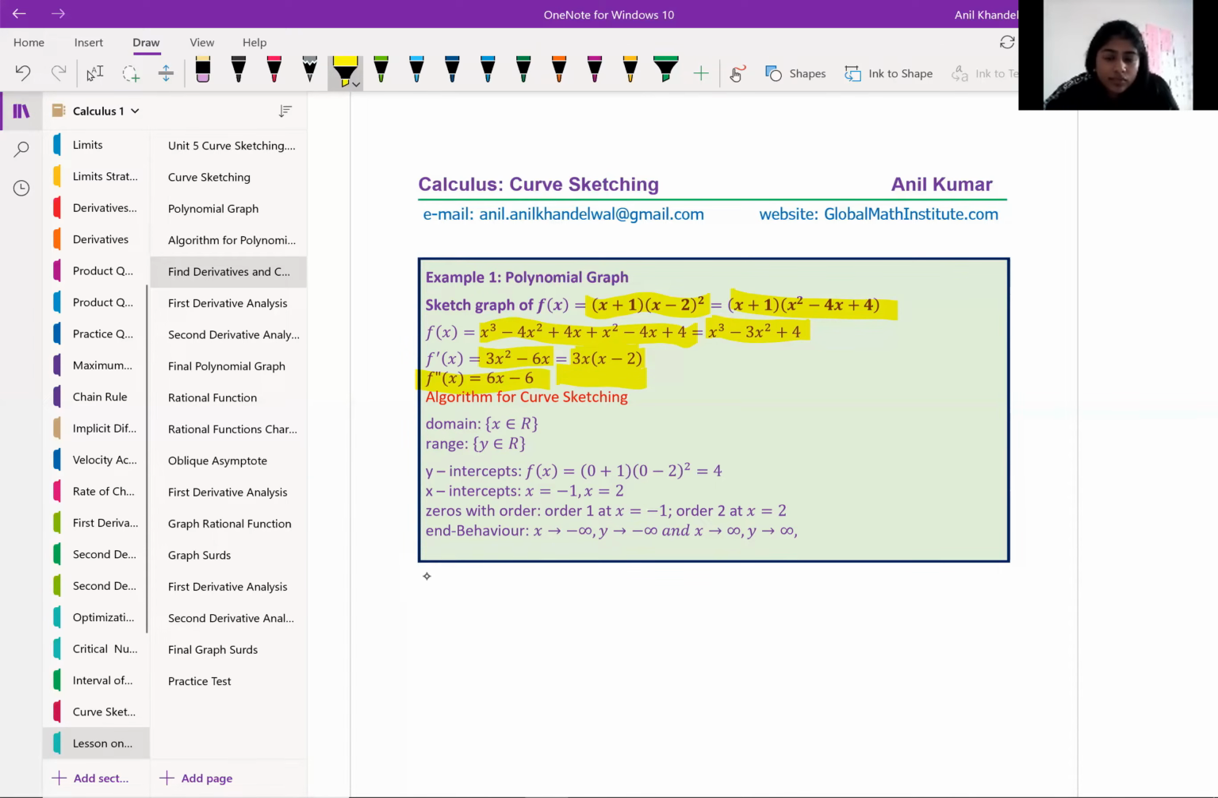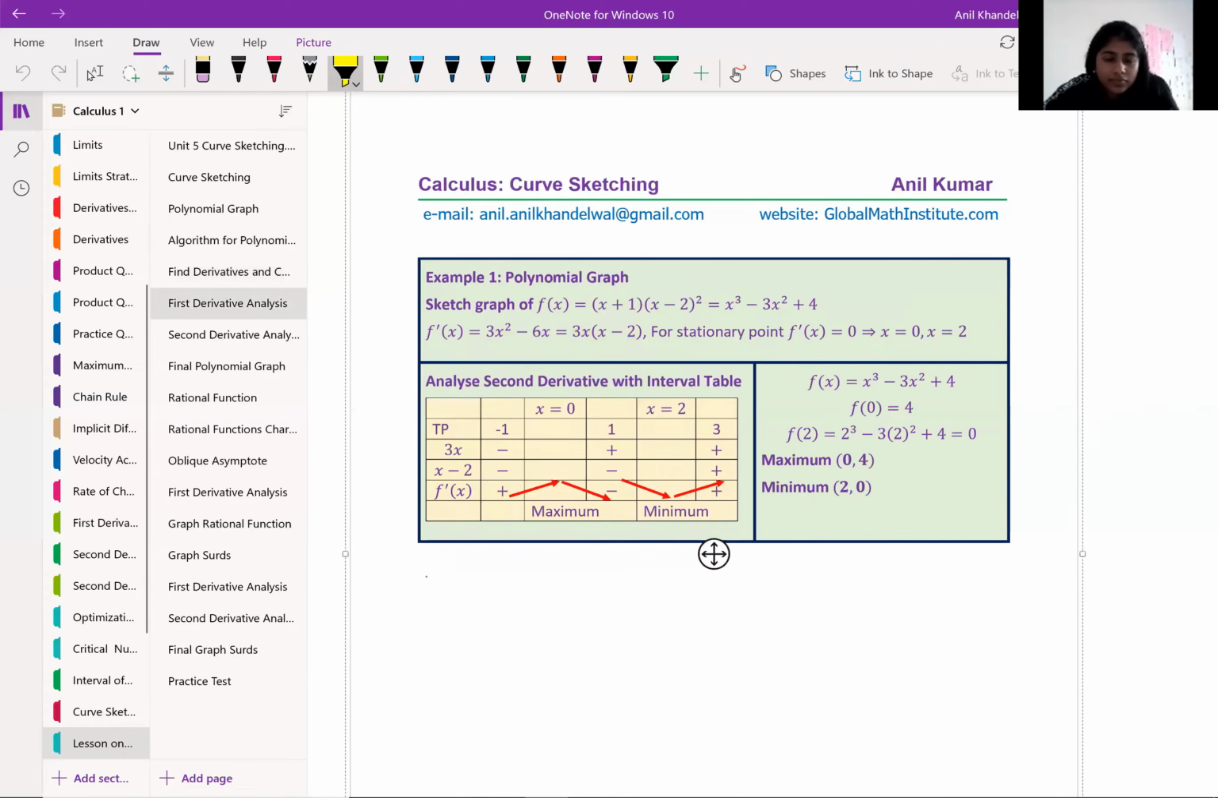Now let me summarize the characteristics which we have recorded. We know that the domain is all real numbers, range is all real numbers, y-intercept is at 4, the x-intercepts are at minus 1 and 2, the zeros. We have order 1 at x equals minus 1, order 2 at x equals 2. End behavior: as x approaches minus infinity, y approaches minus infinity, quadrant 3; as x approaches plus infinity, y approaches plus infinity, quadrant 1, correct? So we have the characteristics, we have the derivatives. Now it is time to analyze them, correct?